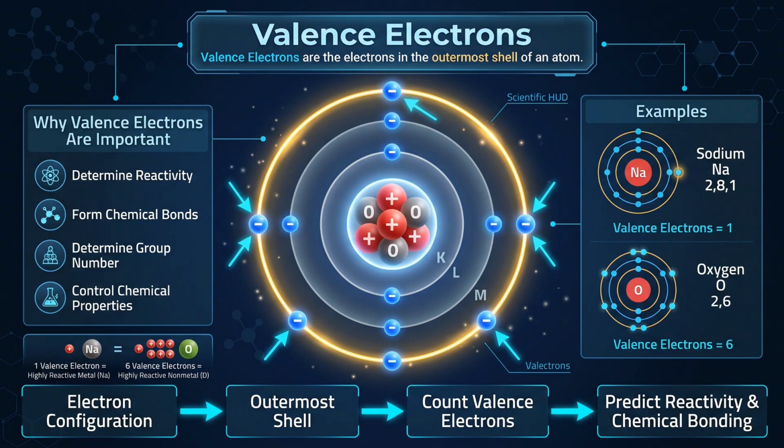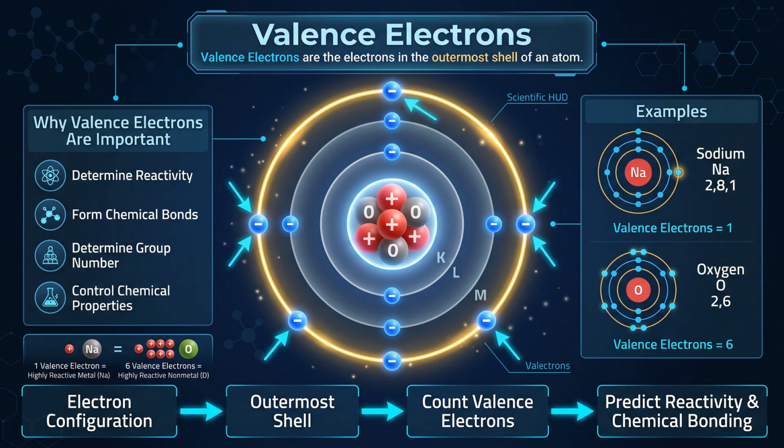In ionic bonding, atoms transfer valence electrons from one atom to another. For example, sodium transfers its 1 valence electron to chlorine. Sodium becomes Na+, chlorine becomes Cl-, and the oppositely charged ions attract each other to form sodium chloride.